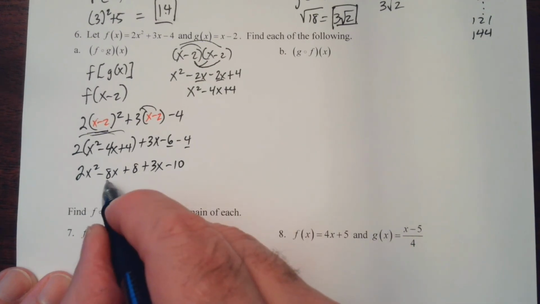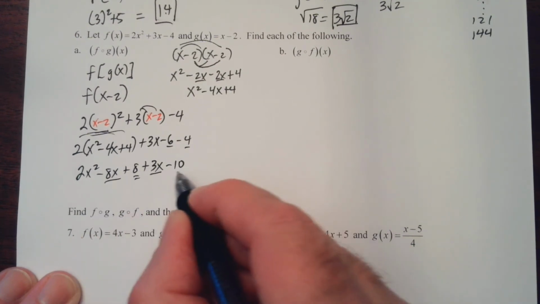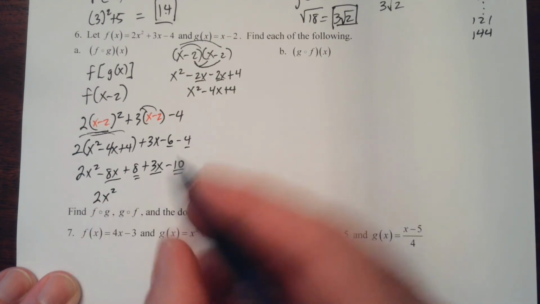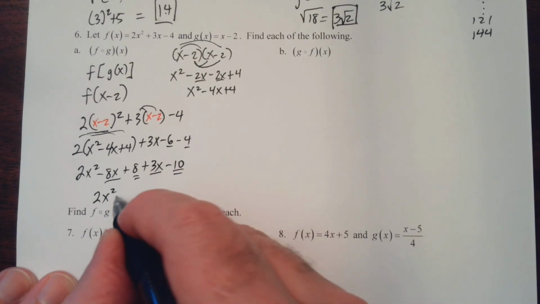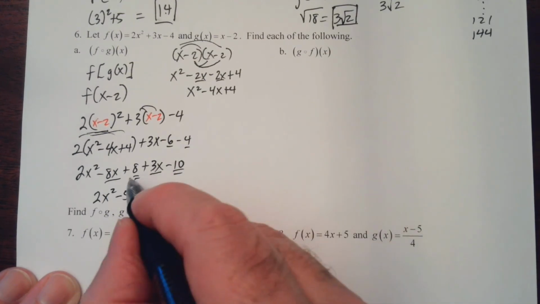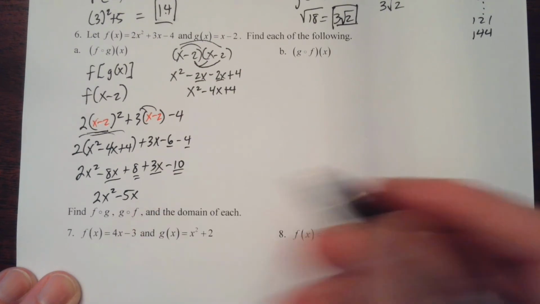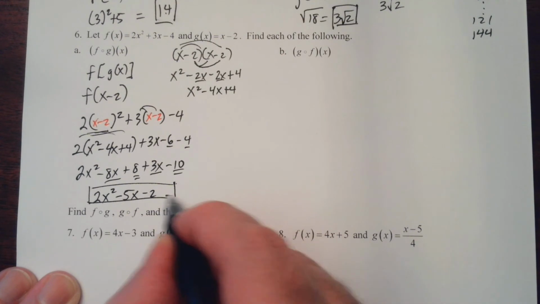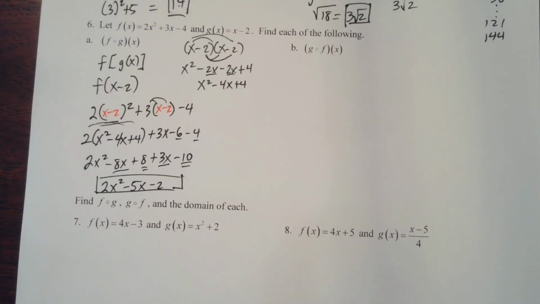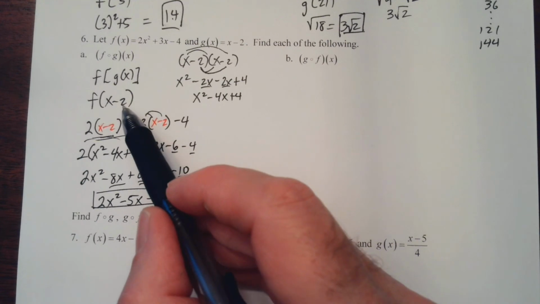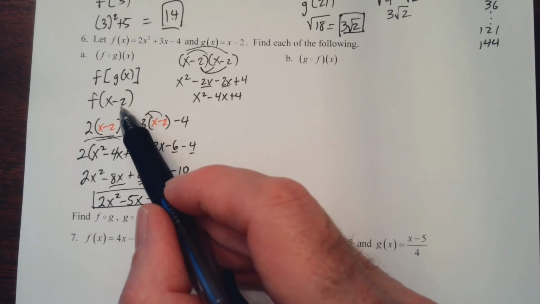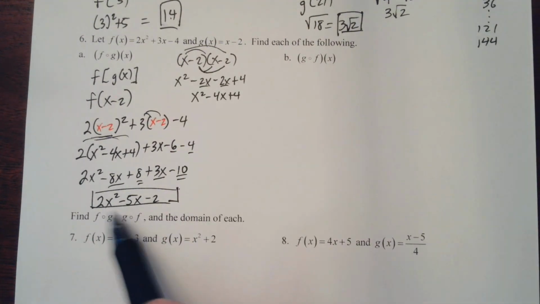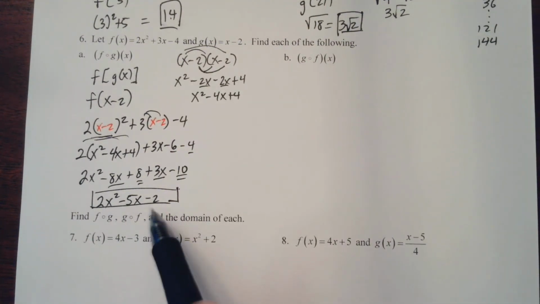Notice we still have some x terms we could add together, and these constants, 8 and negative 10. You get 2x squared, a negative 8x and 3x gives you minus 5x. 8 and a negative 10 give you negative 2, which we write as minus 2. So notice, be careful here, our input was x minus 2, which was the g of x function, and our output is 2x squared minus 5x minus 2.